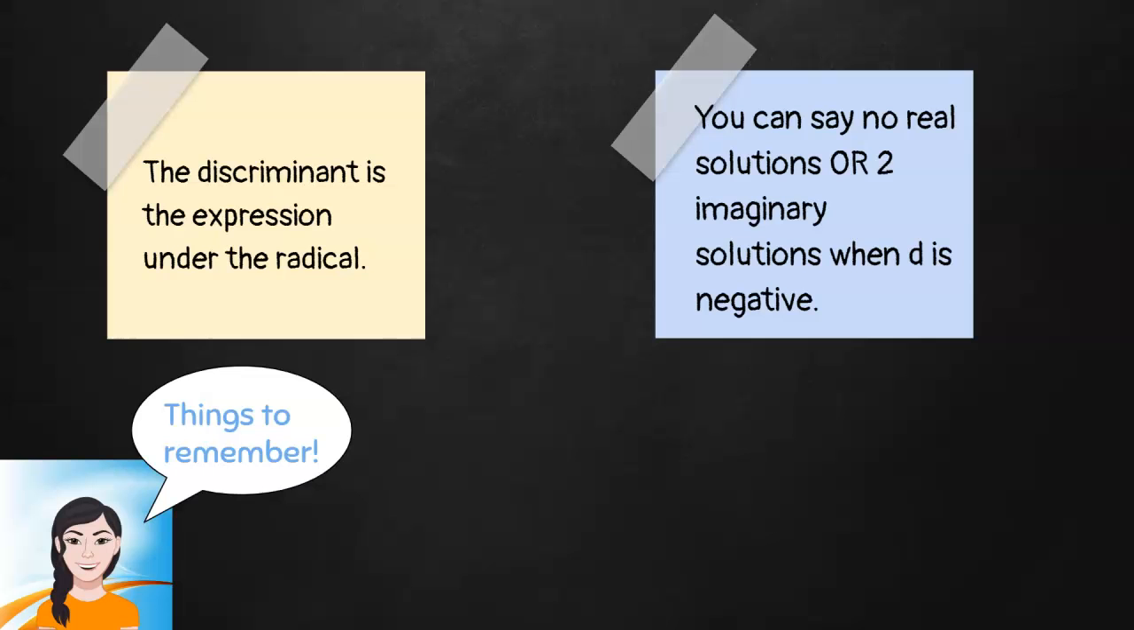Now, here are some things to remember. The discriminant is the expression under the radical of your quadratic formula. And you can say that there are no real solutions, or you can say there are two imaginary solutions when your discriminant is negative.